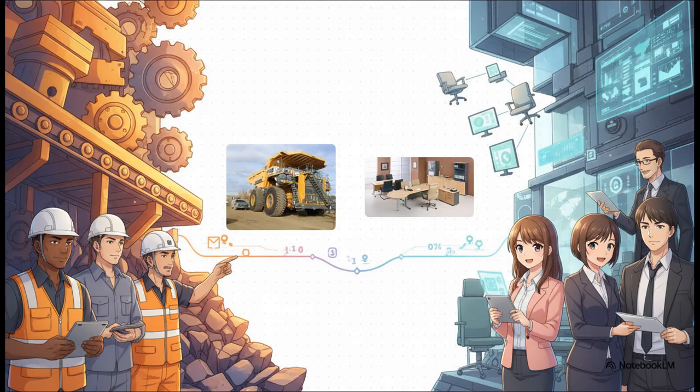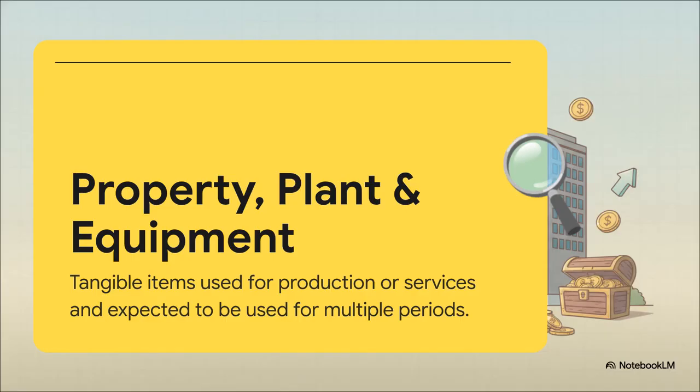In the real world, PPE comes in all sorts of shapes and sizes. It could be massive, heavy machinery, like a giant Libra truck on a mining site. Or it could be something totally standard, like everyday office furniture, desks, chairs, filing cabinets. Both of these are classic, textbook examples of property, plant, and equipment. So let's look at the official definition.